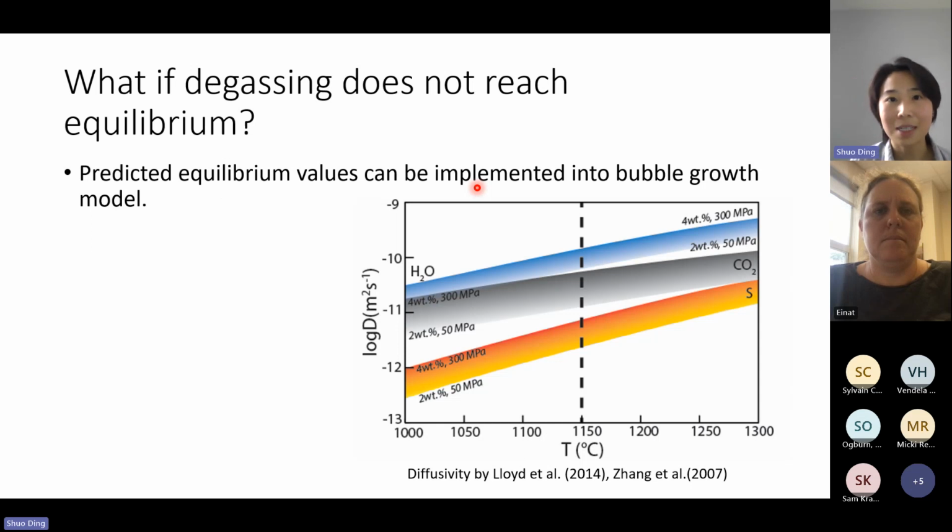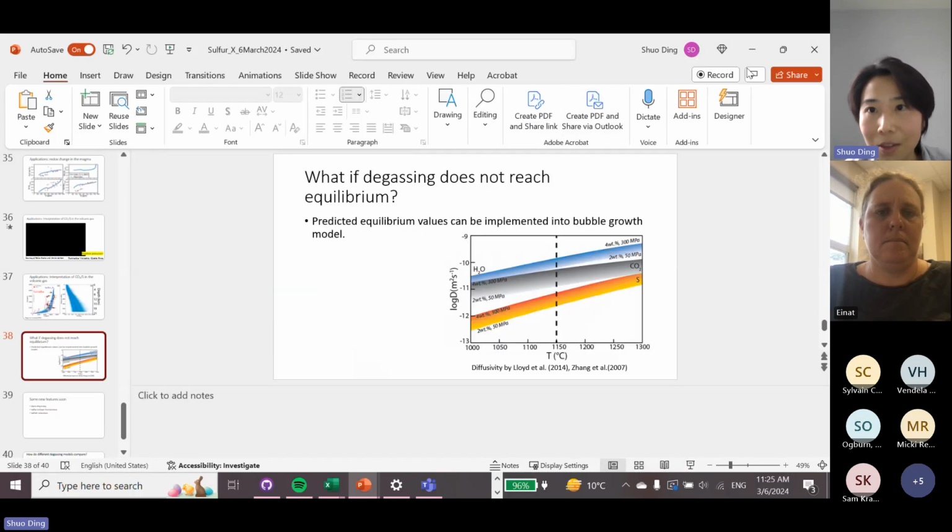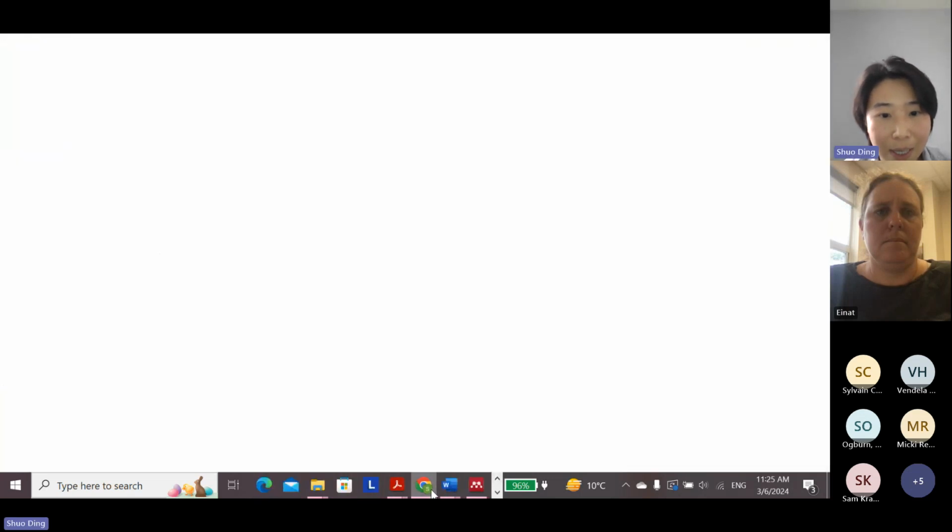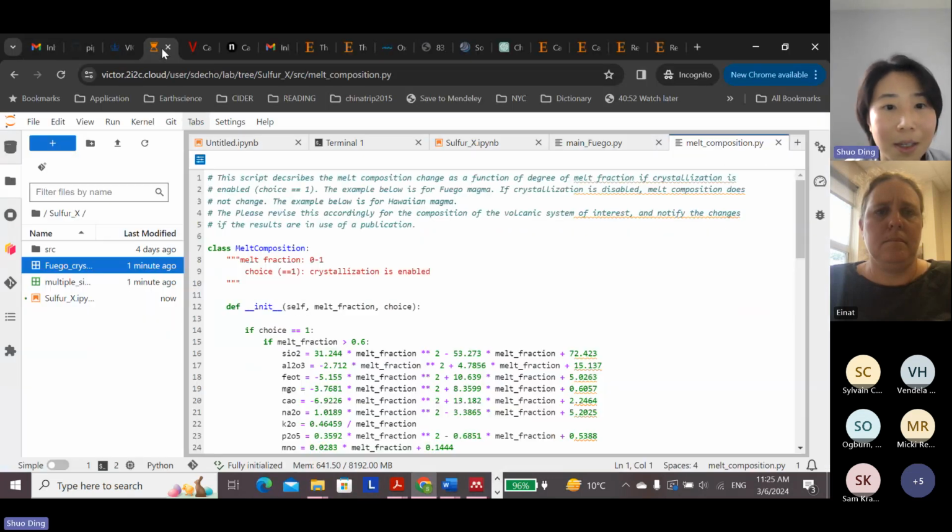Okay, so I guess that's it. We can go to the demonstration now, if I can click this. I already have this open. Can everyone see it?